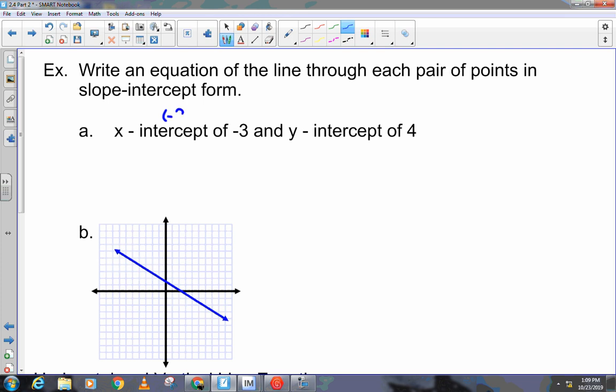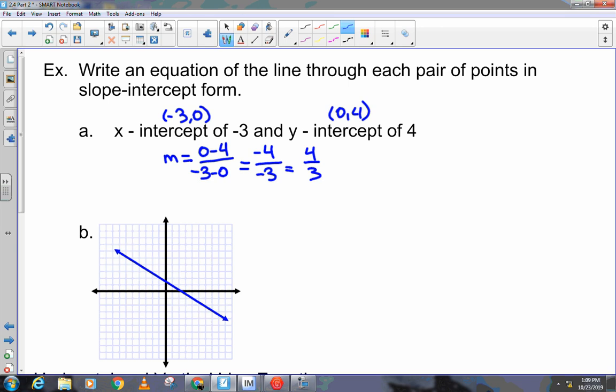Negative 3, 0, right? Okay, and if the y-intercept is a positive 4, what's the ordered pair for that? 0, 4, right? Okay, so if they give me intercepts, I still need to find the slope. Remember your slope is the difference in the y's, so 0 minus 4 over negative 3 minus 0. 0 minus 4 is a negative 4. Negative 3 minus 0 is a negative 3. What's that equal to? 4/3. Okay, so my slope is 4/3.